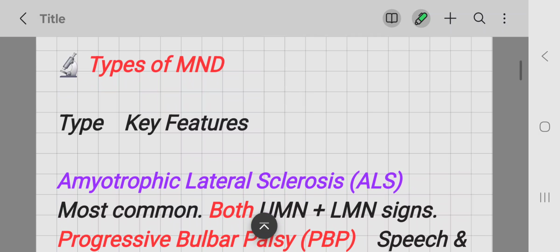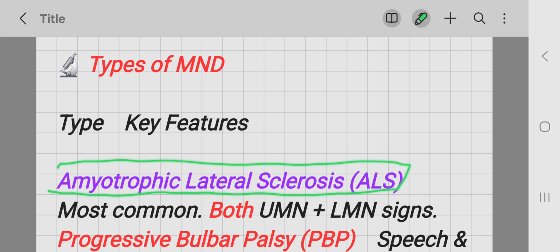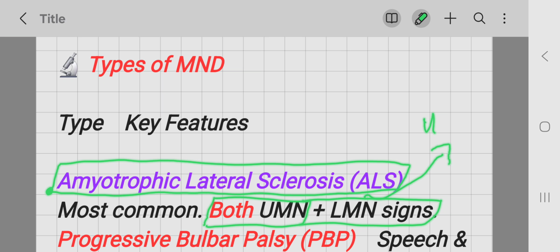There are different types of MND, the most common of which is amyotrophic lateral sclerosis. Amyotrophic lateral sclerosis is important because it has both upper motor neuron lesion features and lower motor neuron lesion features. These lower motor neuron lesion features are present mostly in the upper limbs, while the upper motor neuron lesion features are present in the lower limbs.